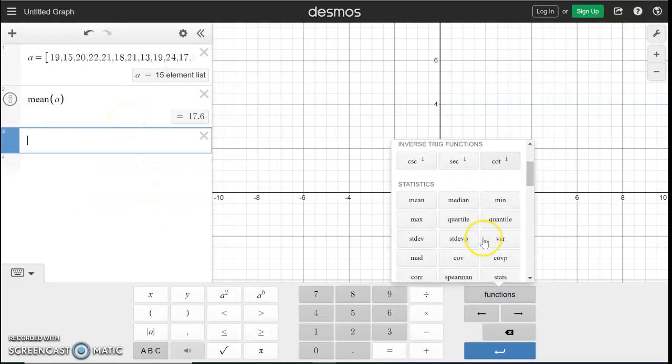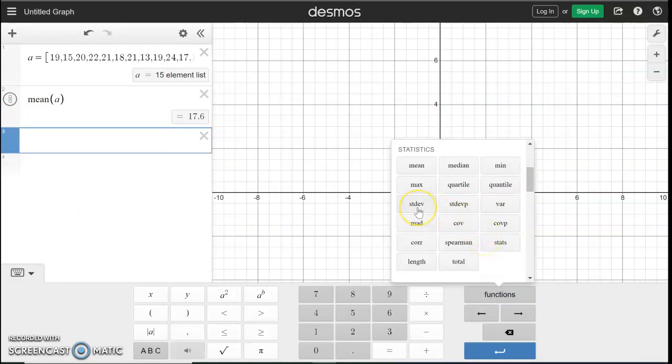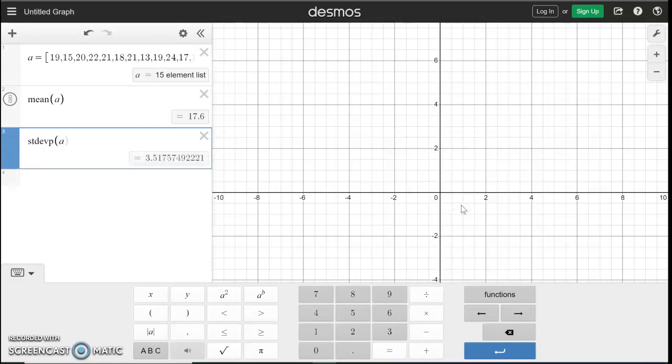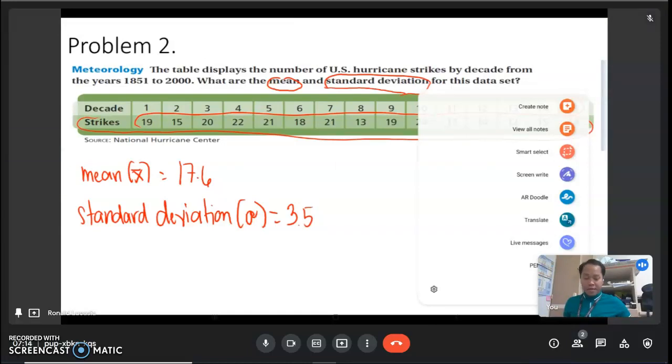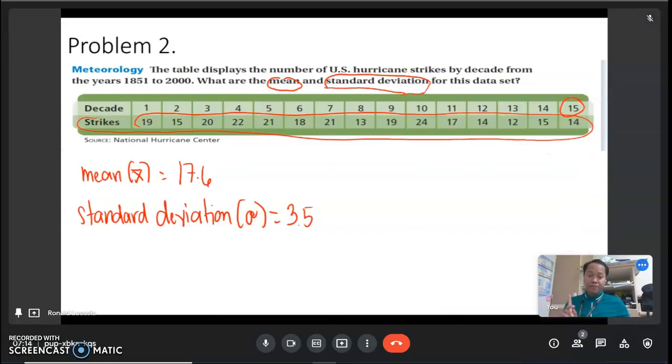For the standard deviation, the same thing. Click the function. You have two standard deviations there: the STDev, that's for the sample, and the STDev population. We are going to get the STDev population because I mentioned earlier that all throughout the lesson we assume that the data set that we have are all population data. So express your answer to the nearest tenth, so 3.5. So as simple as that. You have now the mean and the standard deviation.